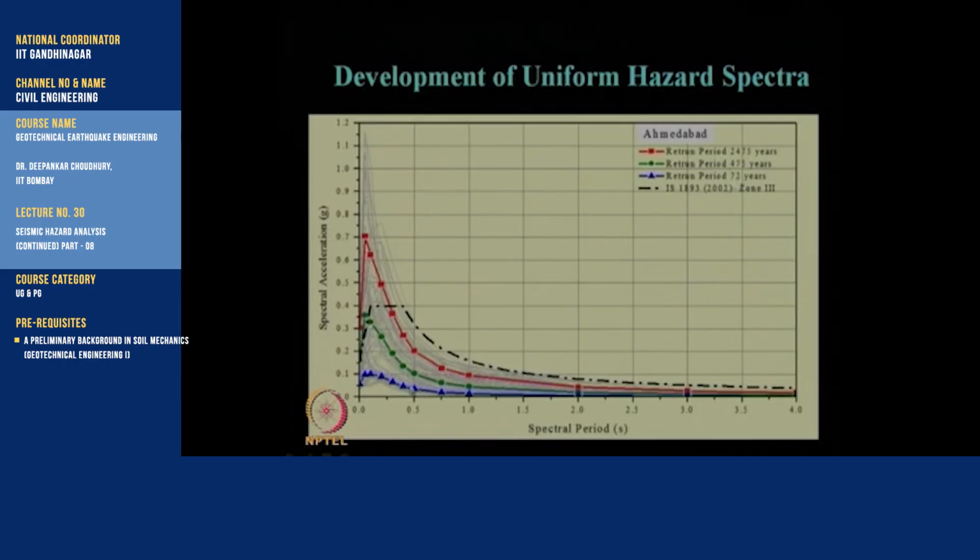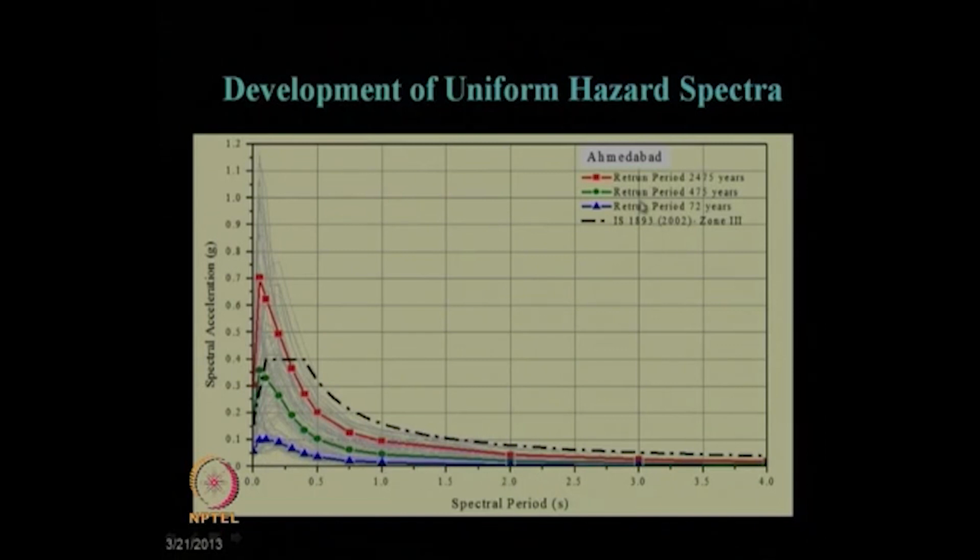Say return period 72, this blue line, return period 475 years, this green line, and return period of 2475 is this red line. That means, if you are going to design any structure in Ahmedabad city using your IS code recommended value of the spectral acceleration, you will be actually designing it for return period of 475 years. Can you see the similarity between their values?